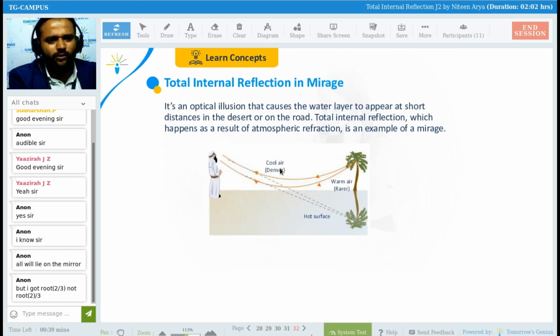Then moving ahead, mirage, everyone knows, is an optical illusion that causes a layer of water to appear at a short distance in the desert or on the road. Total internal reflection, which happens as a result of atmospheric refraction, is an example of a mirage. So that is the easiest thing, and we already know it.